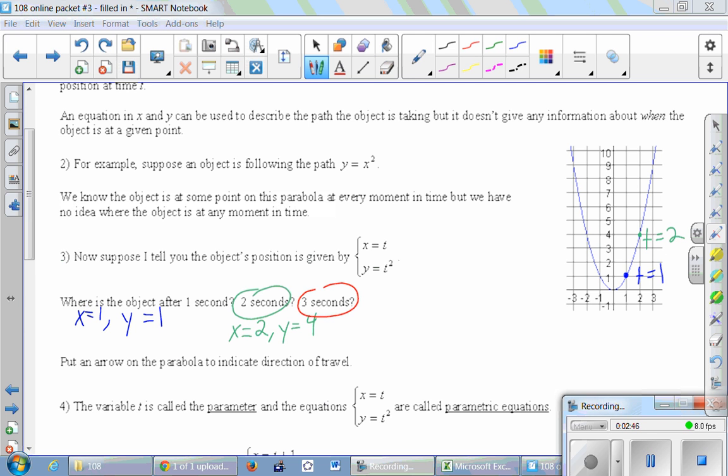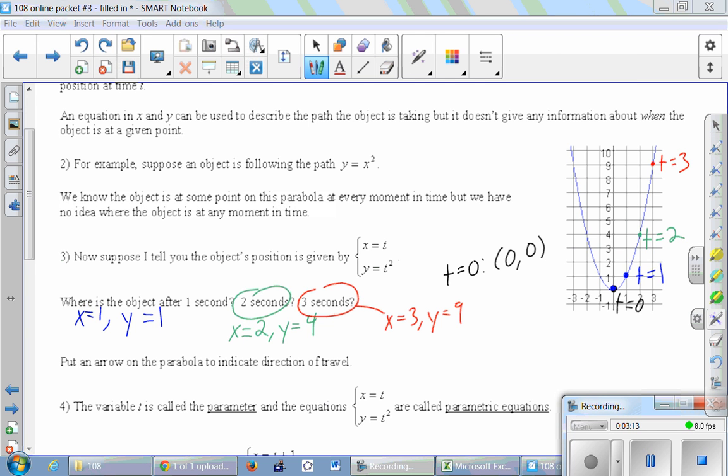Then at t equals 3 seconds, x is t, so that's 3, and y is t squared, which is 3 squared or 9. So the point 3, 9 is up here at t equals 3. And I didn't ask for it, but let's just do t equals 0. When you plug 0 in for both of those t's, you get the point 0 for x and 0 for y, which is right down here at t equals 0. So we know that at t equals 0, the object is here. 1 second later, it's here. So it traveled this part of the path in the first second.